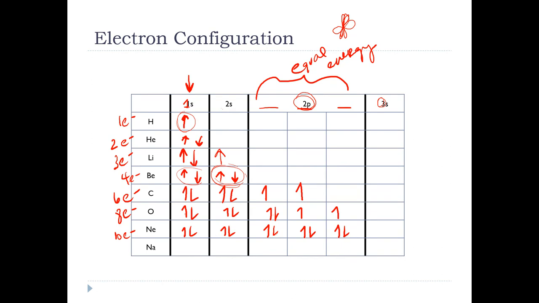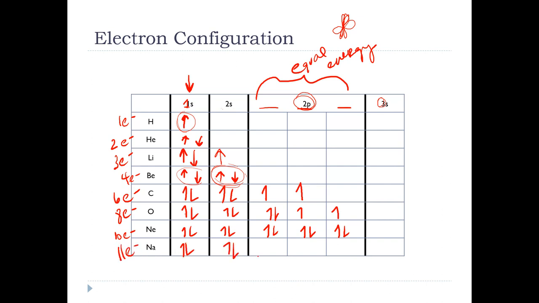1, 2, 3, 4, 5, 6, 7, 8, 9, 10. 2, 4, 6, 8, 10. 2 electrons in the 1s orbital, 2 in the 2s orbital, 2, 4, 6 in the 2p orbital. Let's do sodium. It's 11 electrons on a sodium atom.